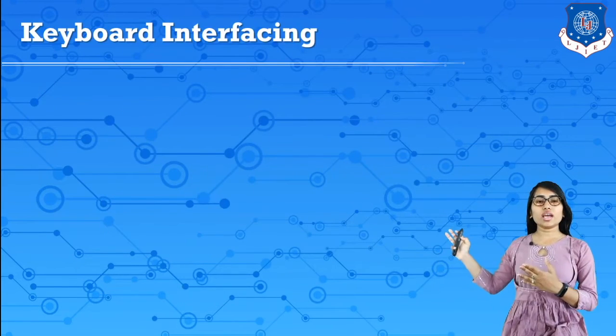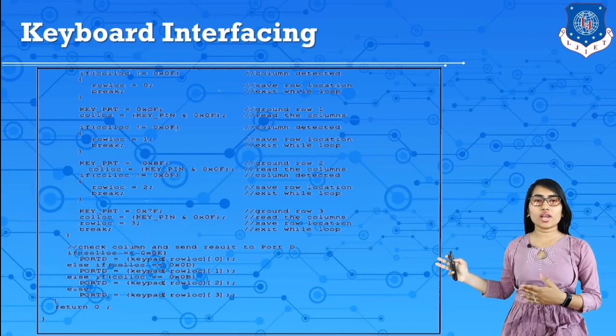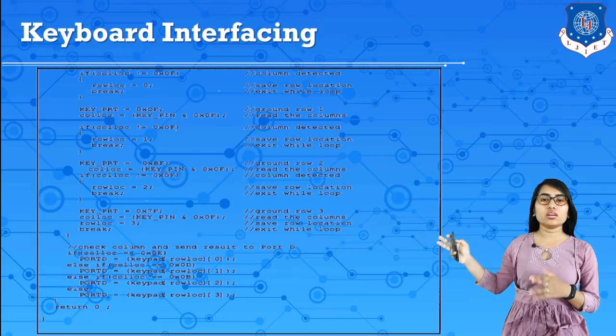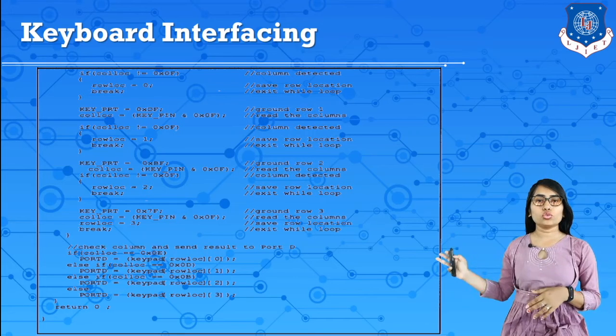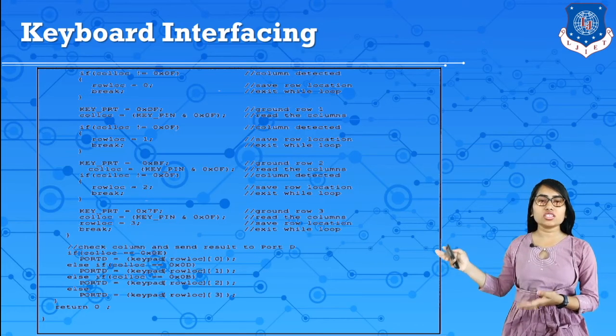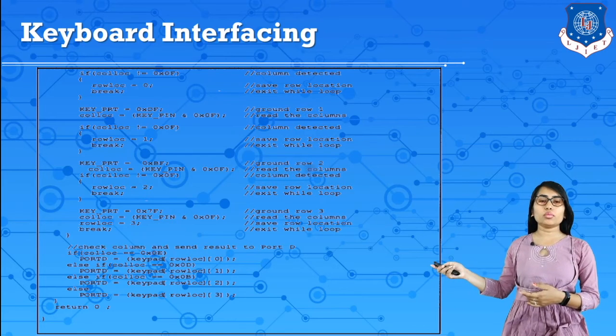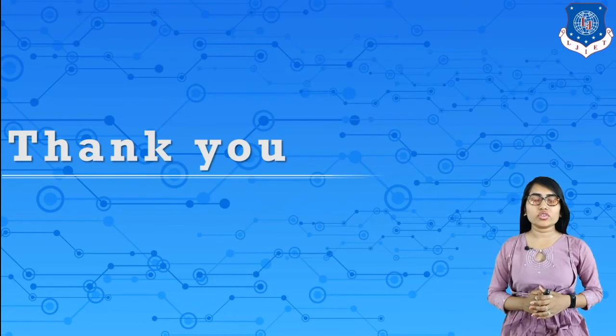Here we have the continuation of the program, which checks columns and rows, and then checks which key is selected. So this is how we can perform keyboard programming, or keyboard interfacing, with AVR.